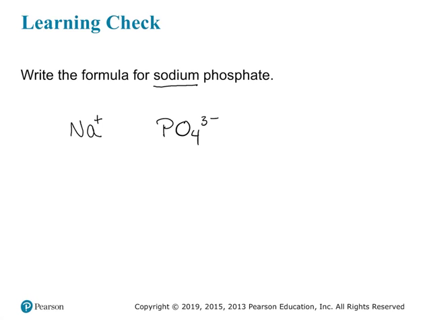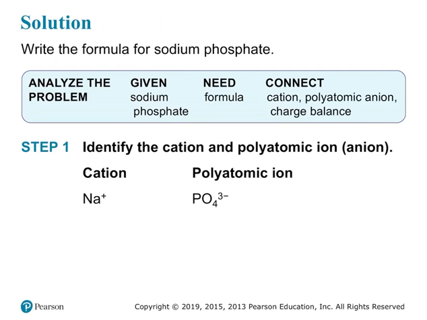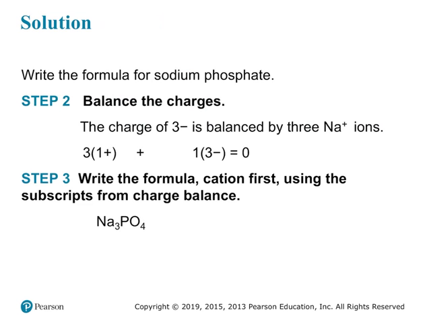So now we just have to balance the charges by adding subscripts. 3- is a larger charge in terms of magnitude. So how many sodium ions do we need to balance the charge on phosphate? 3. So we're just going to write Na3PO4. Not too bad, very similar to what we've done before. And here are the solution slides for later.